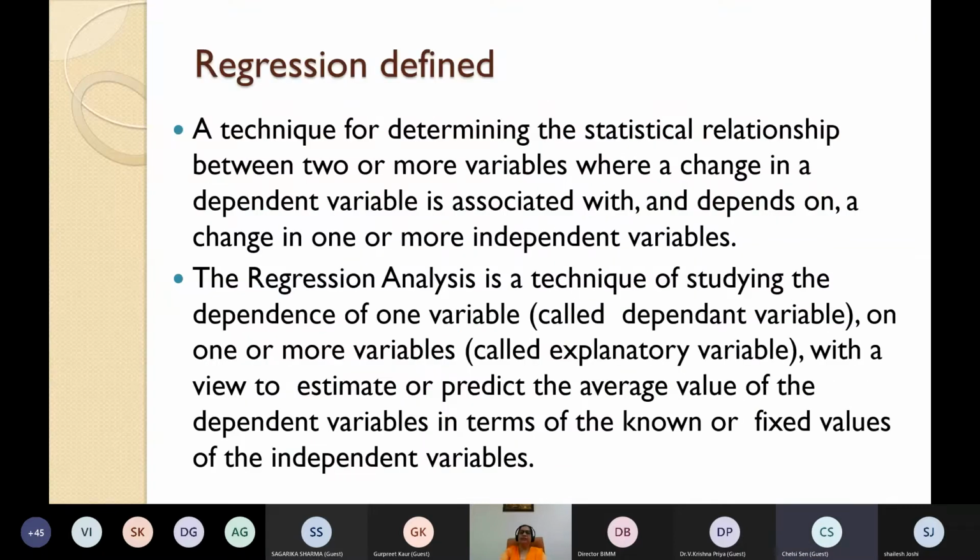So let's restart the discussion. How do you define regression? Regression is a technique for determining the statistical relationship between two or more variables where a change in the dependent variable is associated with and depends on a change in one or more independent variables.